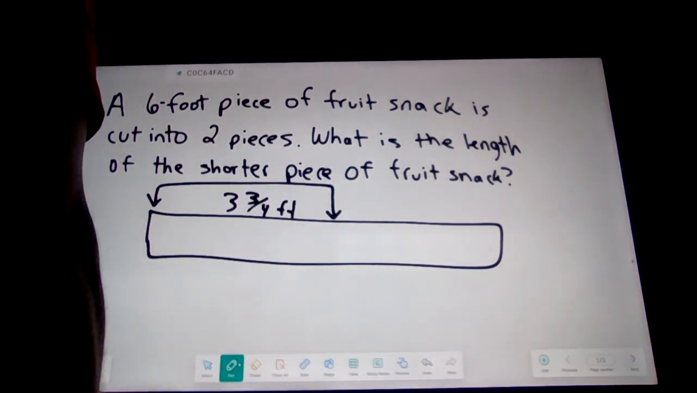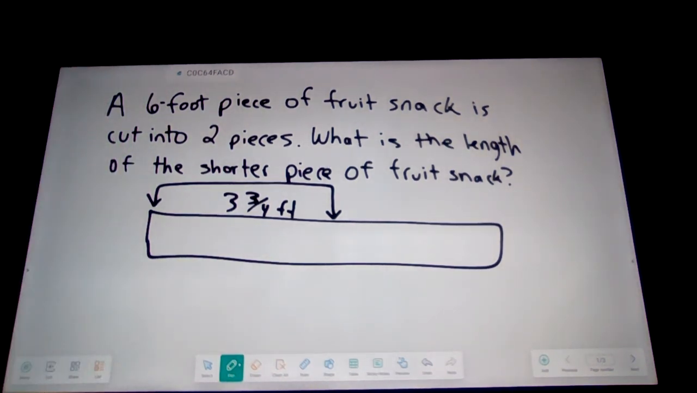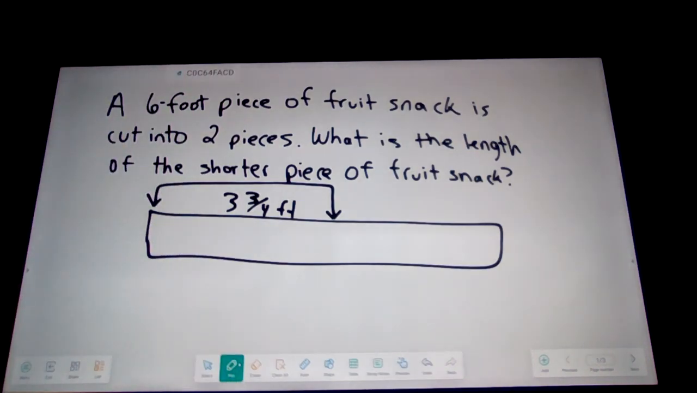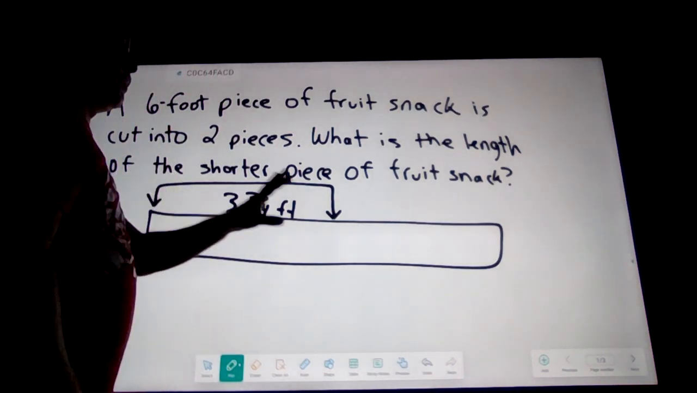Okay, today we're working on 4-5. Write and solve equations with rational numbers. Okay, so we're doing an example. A 6-foot piece of fruit snack is cut into 2 pieces. What is the length of the shorter piece of fruit snack?